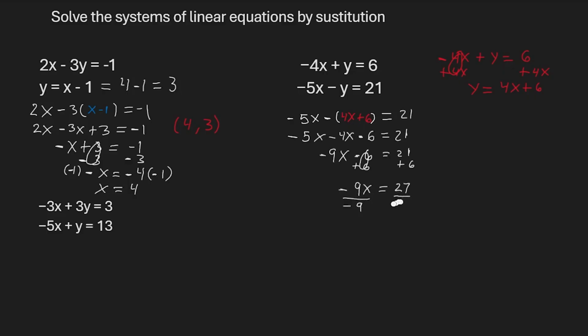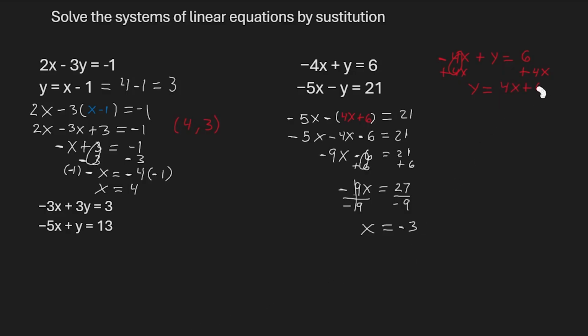And now the last step, what we have to do is divide by negative 9. Divide by negative 9. Remember, this is multiplication. To get rid of it, you do the opposite, which is dividing. So negative 9 divided by negative 9 is going to be 1. 1 times x, we're going to get x equals, and that would be positive divided by a negative, you're going to get negative 3.